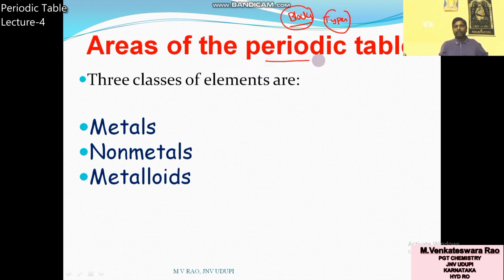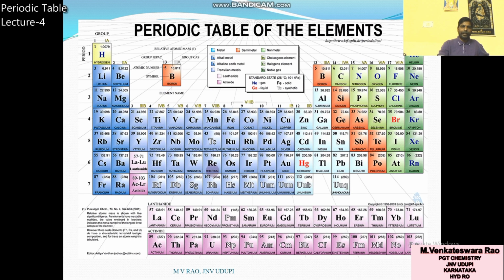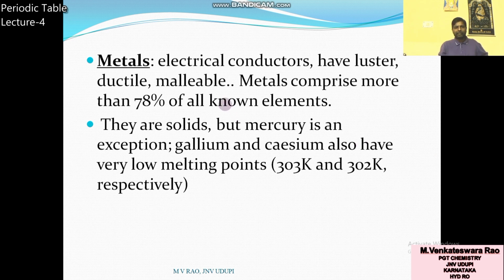One more type of classification of periodic table. Classification into metals, non-metals and metalloids. So it is the overall periodic table. This area is non-metals. This border is metalloids or semi-metals. All the remaining elements are metals. That means most of the elements are metals.